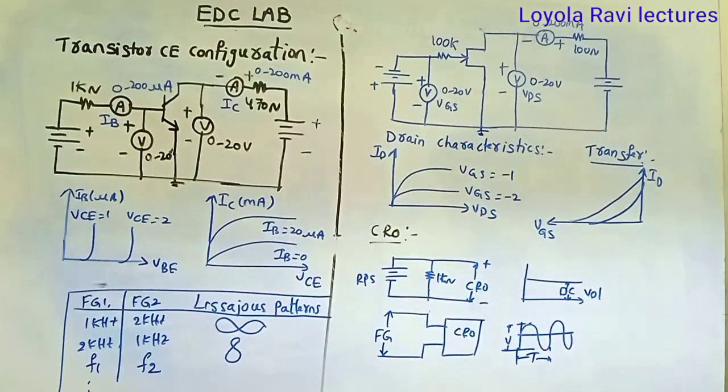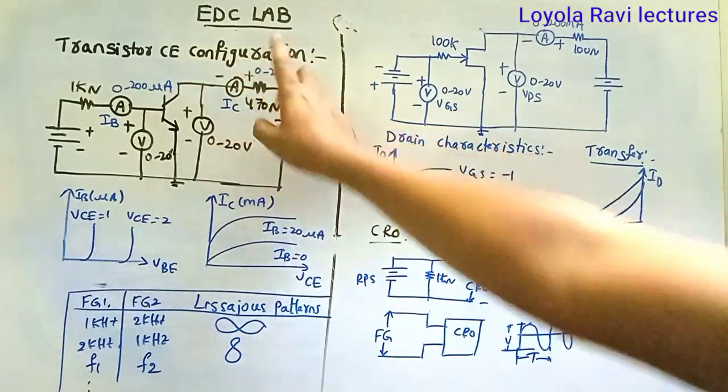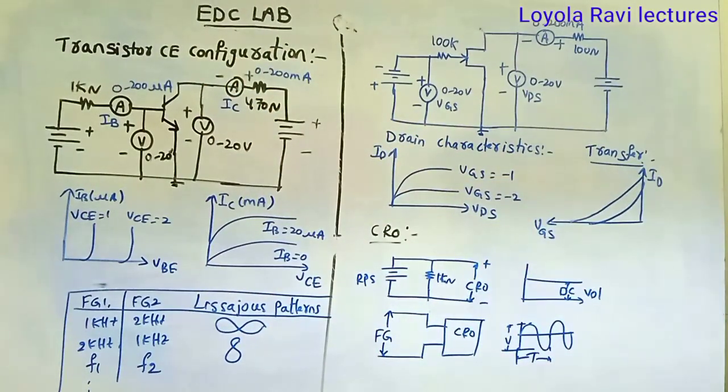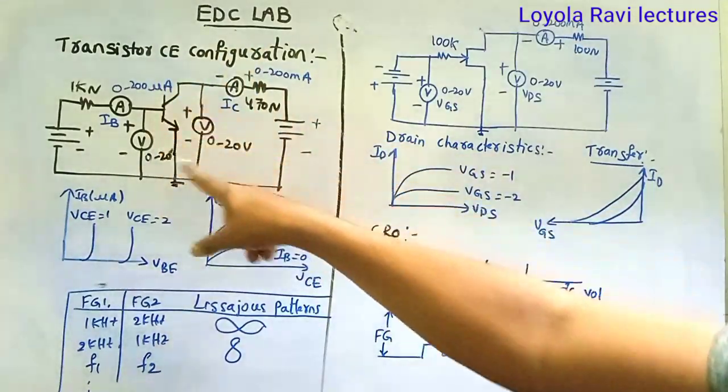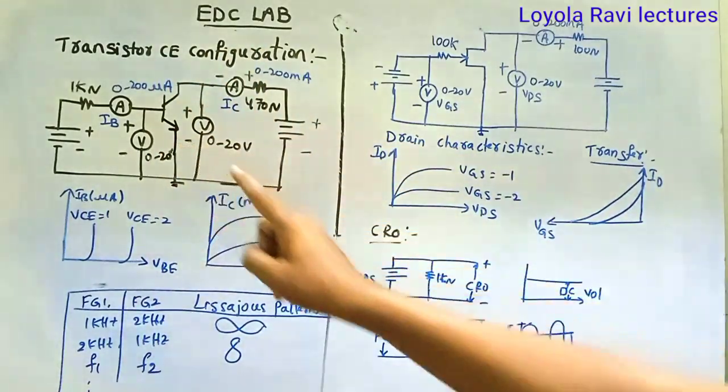The next experiment is transistor CE characteristics, or transistor characteristics in CE configuration. The circuit is like this. So here we are using an NPN transistor.